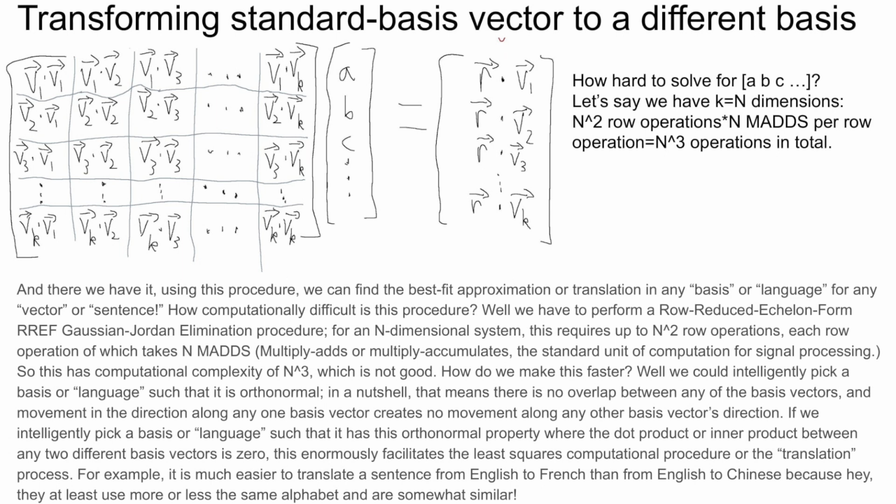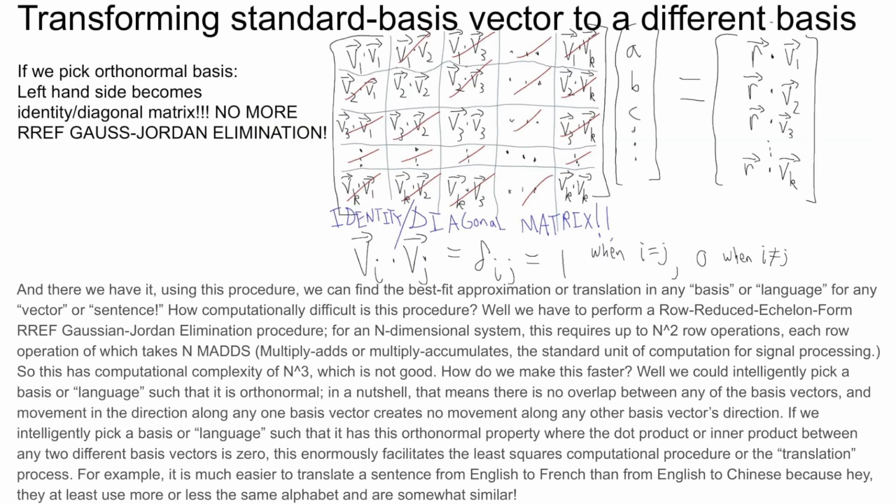Well, we could intelligently pick a basis or language such that it is orthonormal. In a nutshell, that means there is no overlap between any of the basis vectors, and movement in the direction along any one basis vector creates no movement along any other basis vector's direction. If we intelligently pick a basis or language such that it has this orthonormal property, where the dot product or inner product between any two different basis vectors is 0, this enormously facilitates the least squares computational procedure, or the translation process. For example, it is much easier to translate a sentence from English to French than from English to Chinese, because hey, they at least use more or less the same alphabet, and are somewhat similar.